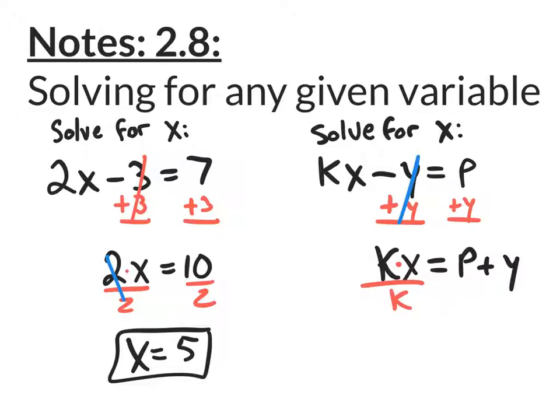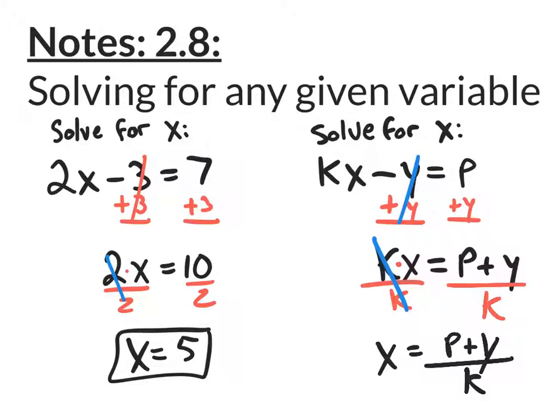Now since neither of those terms on the other side are k, I'm going to divide the whole thing by k. I would have to divide the whole thing by k anyway, even if one of those was k. But anyways, you divide the whole thing by k. The k's cancel. And now we truly have x equaling p plus y, all divided by k. And that would be your answer to that equation, solving for x.